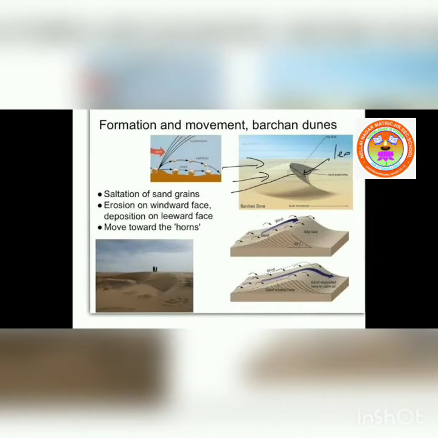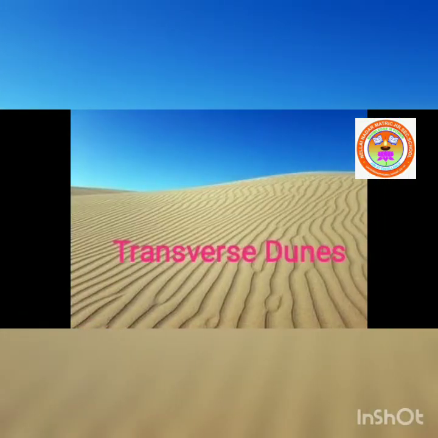Barchan. Barchans are isolated, crescent-shaped sand dunes. They have gentle slopes on the windward side and steep slopes on the leeward side. Next, transverse dunes. Transverse dunes are asymmetrical in shape. They are formed by alternate slow and fast winds that blow from the same direction.